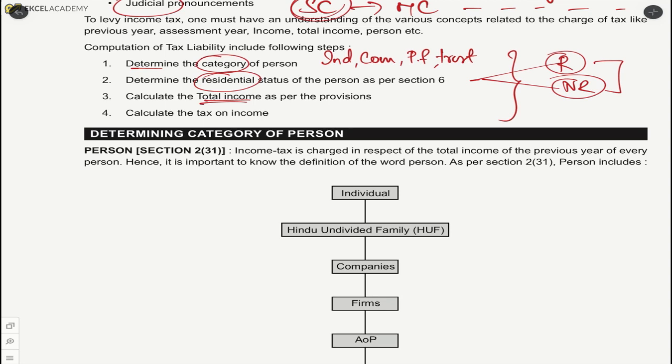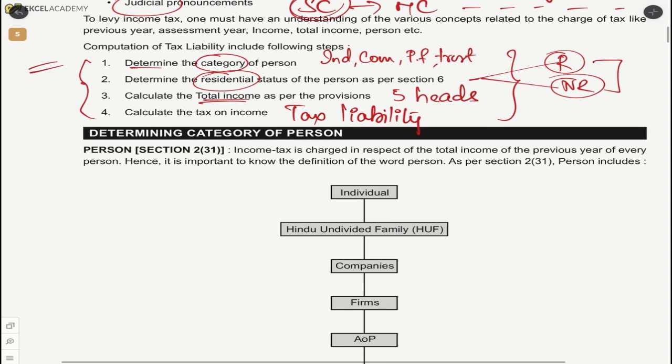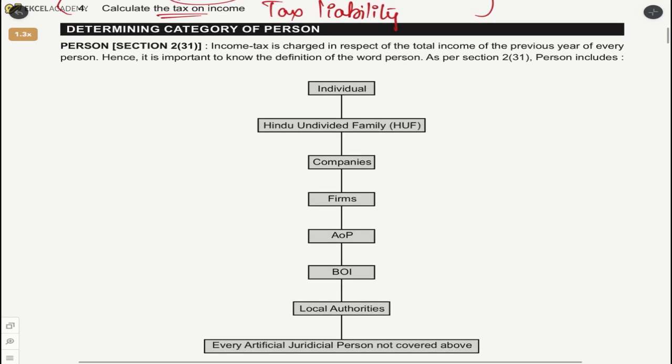So that is the next step, where we look at the 5 heads of income and compute the total income of the person. Finally, once we are done with the above 3 steps, we calculate the tax liability, that is the amount of tax payable by the person. So these are the 4 steps which you need to keep in mind while calculating the tax liability of any person. Once again, to quickly revise, the first step is determination of category. The second step is determination of residential status. Third step is calculation of total income, and lastly the calculation of tax liability. So now let us look at the first step in detail, that is determining the category of a person.